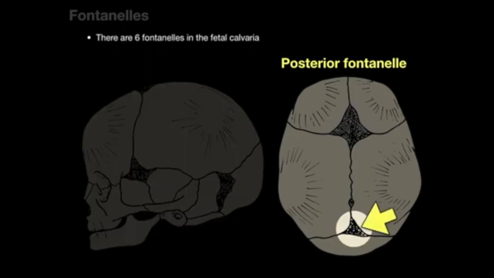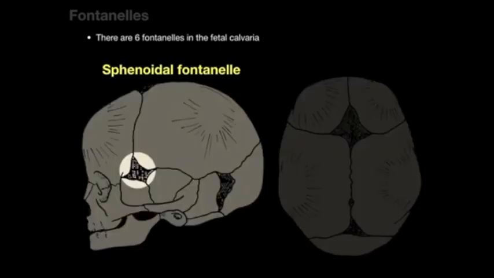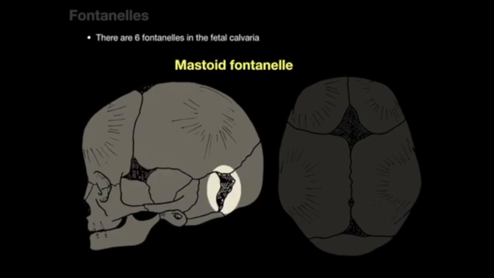The posterior fontanelle, located right there, is bordered by the sagittal suture as well as the lambdoid sutures. It's going to fuse around 3 months. It's one of the first ones to fuse. Then we have the sphenoidal fontanelle located there. And the sphenoidal fontanelle is on the lateral anterior side of the skull, just above the sphenoid bone. And it's going to fuse about 6 months after birth. And then finally, the mastoid fontanelle, and it's the lateral back side of the skull. It's going to fuse anywhere between 6 and 18 months after delivery.